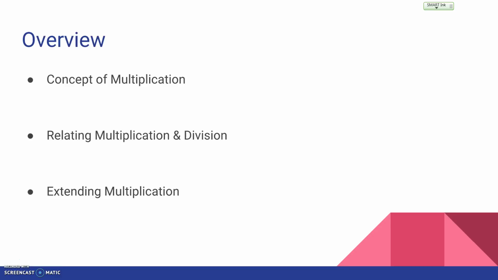Then they relate multiplication to division. And then they take what they've learned and they extend it so that they can multiply numbers that are a little bit larger. Specifically, they're going to multiply 2-digit numbers times a 1-digit number.